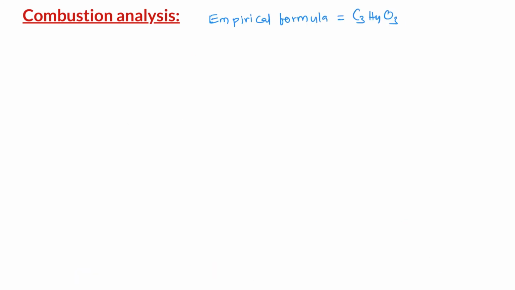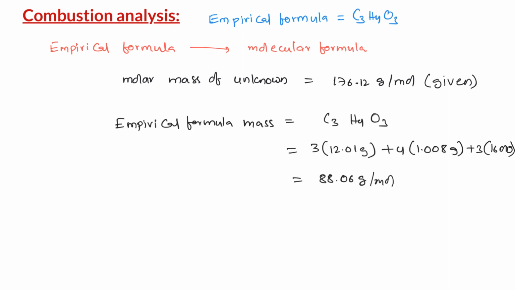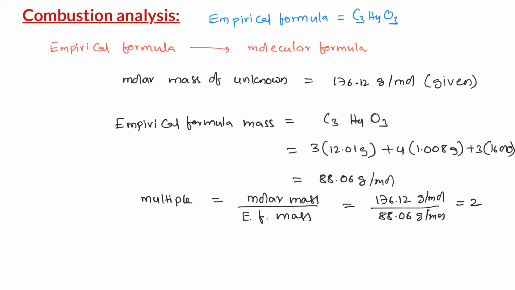In the last step, we use the molar mass and the empirical formula to calculate the molecular formula. The molar mass is given as 176.12 grams per mole, and we can calculate the empirical formula mass as 88.06. Therefore, the whole number multiple is 2 and the molecular formula is C6H8O6.